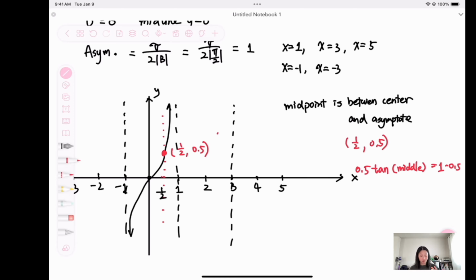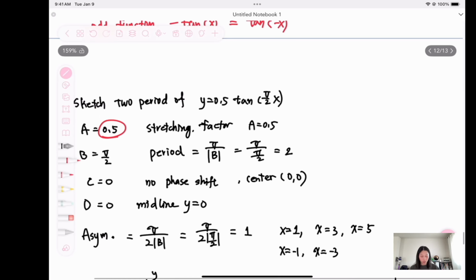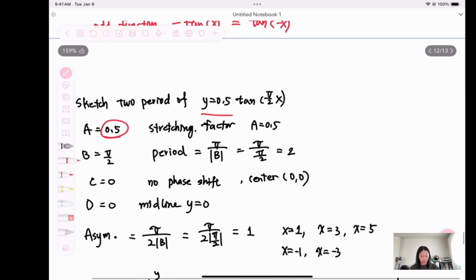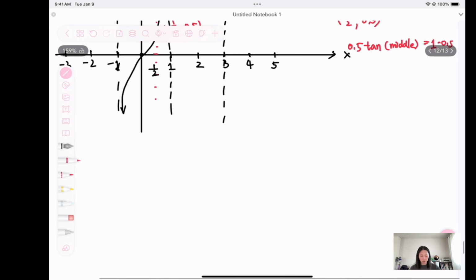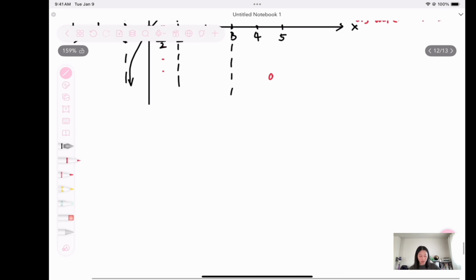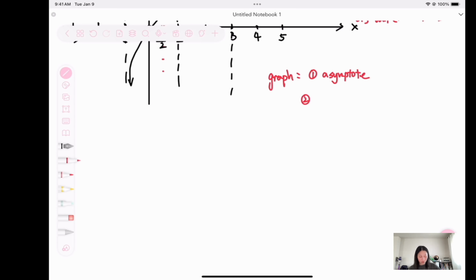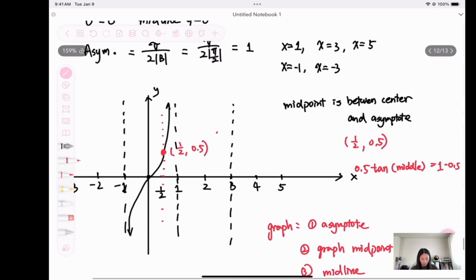Okay, so that's the graph for this equation. Now, when it comes to the graph, what I'm looking for is, 1, I hope you graph the asymptote. 2, I want you to graph the midpoint and the center of the graph, because that shows you the midline. 3, also the midline. Okay, but are we done in here?